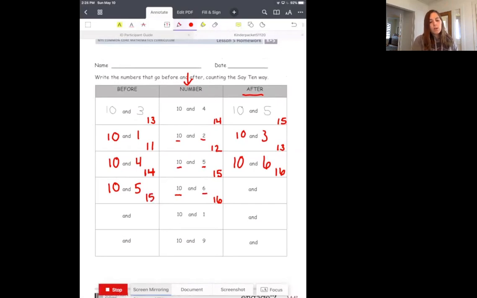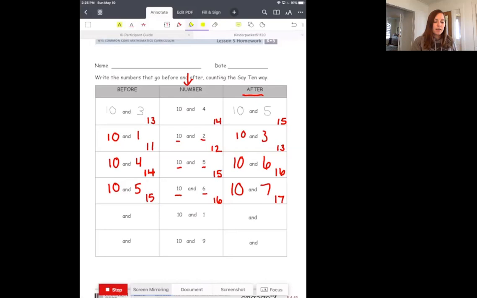Now, we're going to go over to the after side, over here. And we're going to find what number comes after 16, right there. So we have 15, 16. What comes next? 17. We can see that 17 is one group of 10 and 7 ones. Woo, we're almost there.